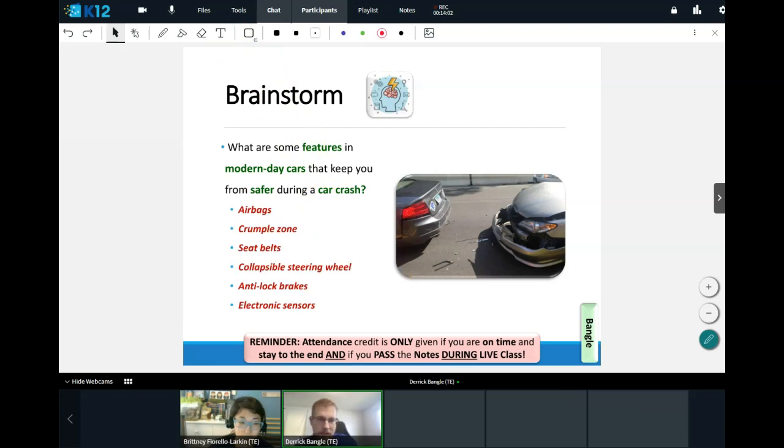All good answers. We said airbags. There's also something called the crumple zone on the front and back of cars, where the car will actually crumple a certain distance depending on the force of impact. There are seat belts, collapsible steering wheels, and anti-lock brakes, which prevent your brakes from locking up and skidding across the road if you brake too hard. And electronic sensors. So to whoever said sensors before, Mallory, you are justified, I was wrong. But all these things are doing something in common: they are cushioning or lessening the sudden impact of hitting another object or another car. And that's something we're going to talk about called impulse.